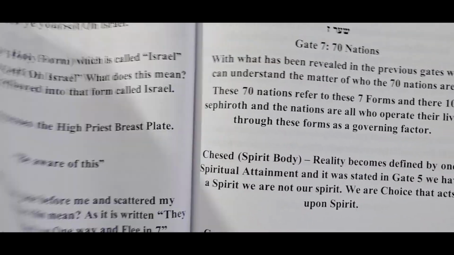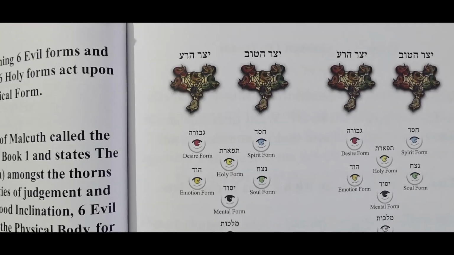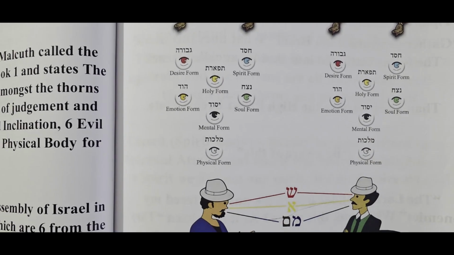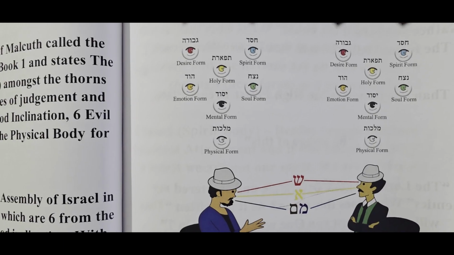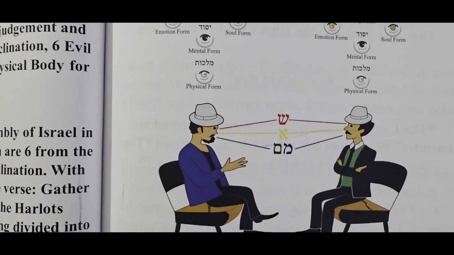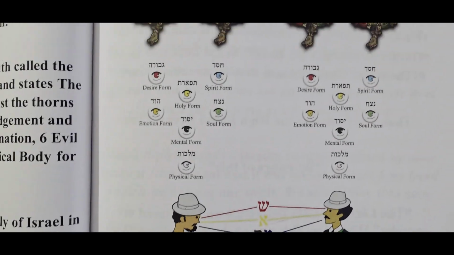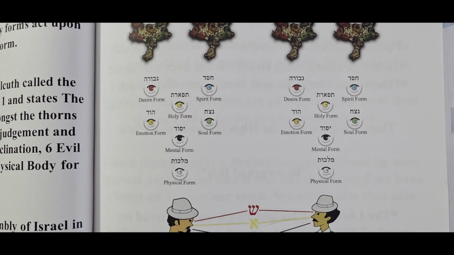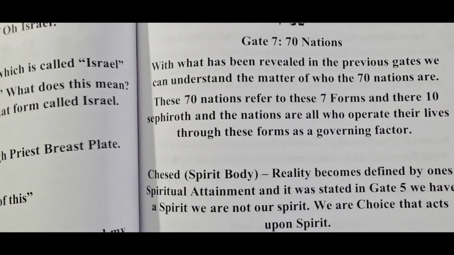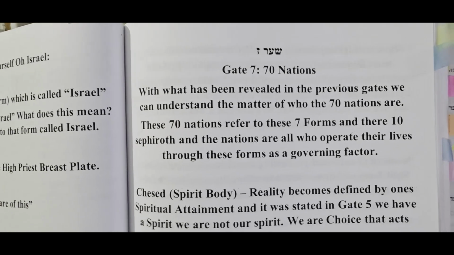And page 65 here, Yetzirah, the forms: spirit form, desire form, holy form, soul form, emotion form, mental form, physical form. Two people sharing their forms, a cumulative sum of experiences, the amalgamation of experiences, which becomes that serpent voice.